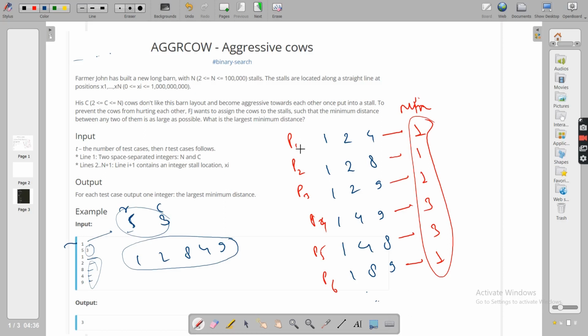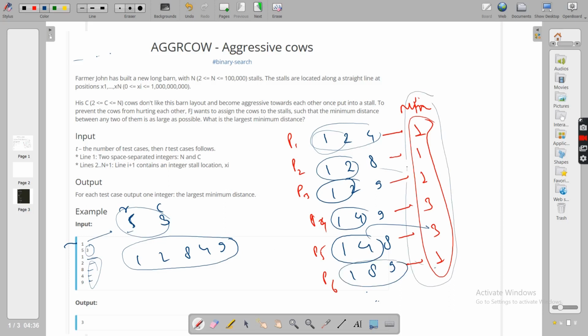So this question asks us to give that distance. If you keep all the cows in a possibility, the minimum distance between any two cows, let's say here if you see, the minimum distance in this possibility is between these two cows, which is 1. Again, the minimum distance is 1. Minimum distance is 1. Minimum distance is 3. Minimum distance is, again here you see, 3. Minimum distance is 1. So amongst all the possibilities, what this question wants is the largest minimum distance, and you see the largest minimum distance is 3.